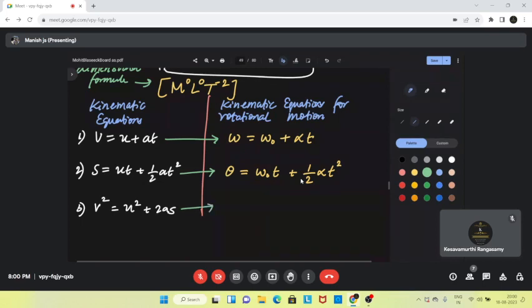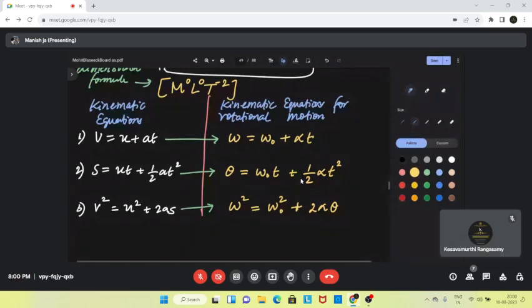In the same way, the third equation, v square, we can write as omega square is equal to, u is omega naught, so omega naught square plus 2 alpha into theta. Like this, we can transform our kinematic equations for linear motion to kinematic equations for rotational motion. So we have done a transformation. That's the reason I'm showing both here. It's a compare and contrast, so it's easy to correlate and understand.